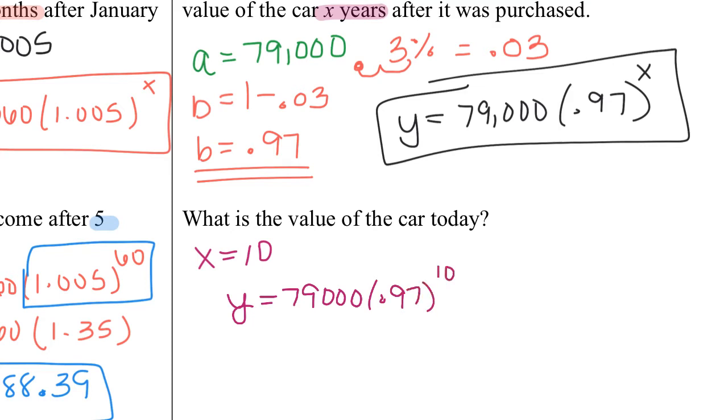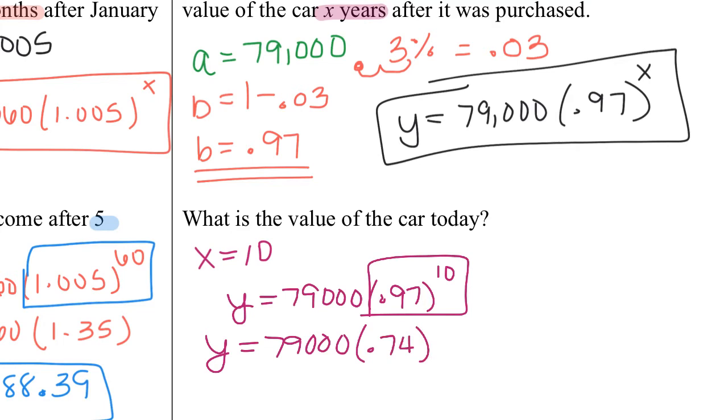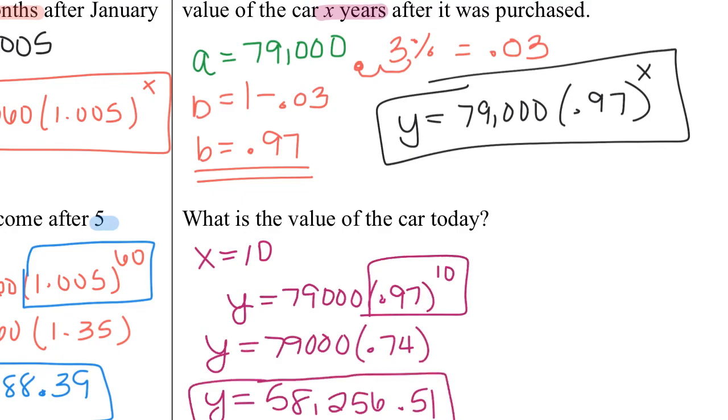And again, use a calculator to evaluate. So first thing is exponents. So 0.97 to the 10th power, when you evaluate this, you get 0.74. Then we can multiply 79,000 times 0.74 to get 58,256.51. So after 10 years, the car is worth about $58,000.